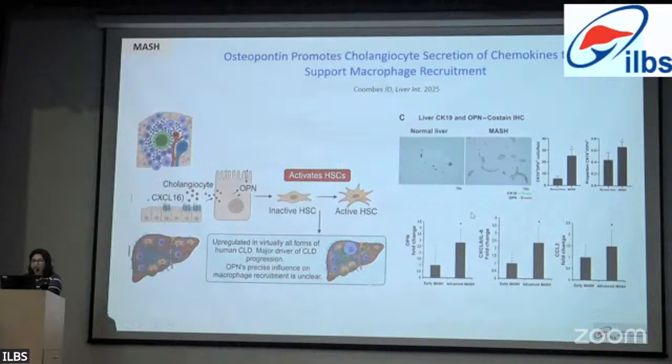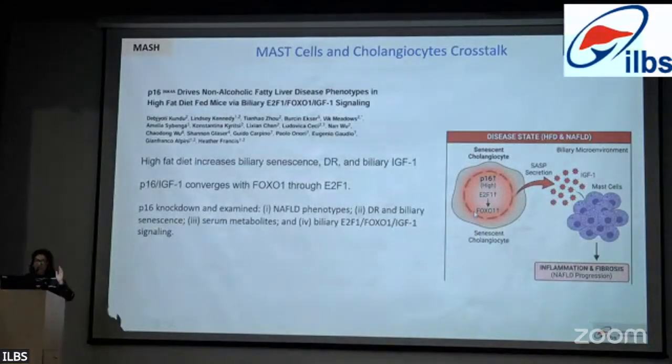This is a recent paper in Liver International. So this was about macrophages, but mast cells also play an important role, which has been recently identified in a preclinical model where they gave a high-fat diet. Whenever we give a high-fat diet, there is biliary senescence, which we already know. And these biliary senescent cells, which are present in the ductular reactive cells, release a lot of insulin-like growth factor 1, IGF-1. And IGF-1 receptors are present on the mast cells, which leads to inflammation and fibrosis. So mast cells have been identified as one of the key players for the ductular reactive cells.